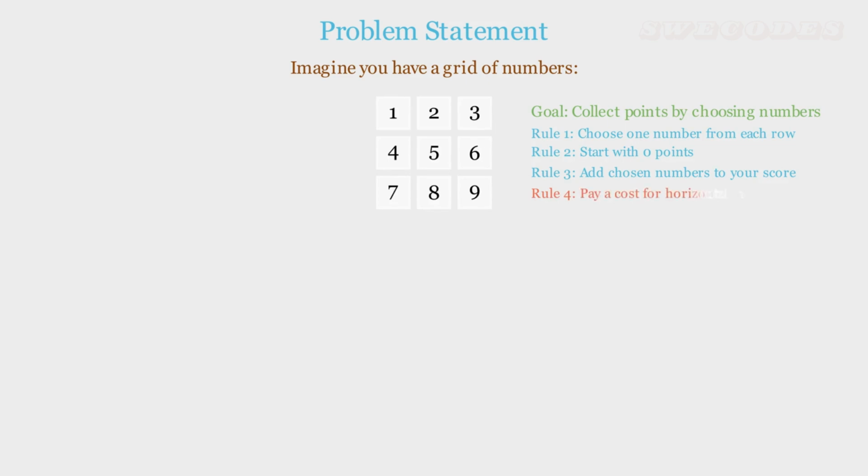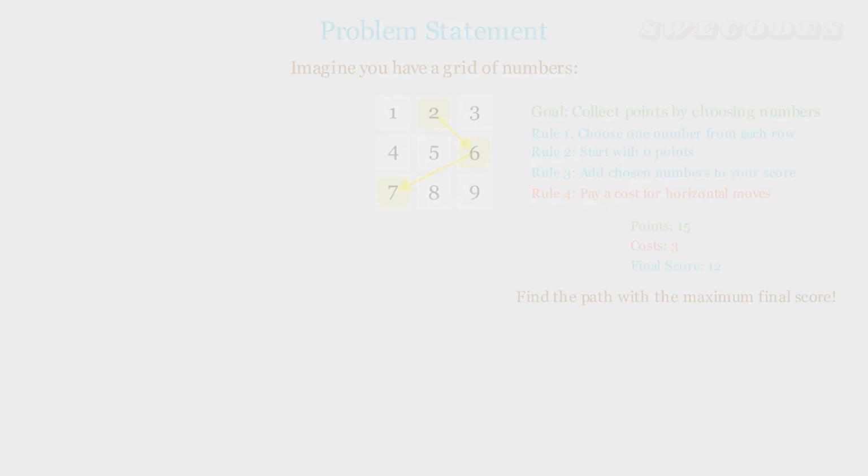Let's walk through an example path. Starting in the middle of the first row, then moving to the rightmost column in the second row, and finally to the leftmost column in the third row. In this path, you collect 2, 6, and 7 points. That's a total of 15 points. But you also incur a cost for moving horizontally across the grid. The cost here is 3 points, making your final score 12. Now, your challenge is to find the path that gives you the maximum final score. Can you solve it? Before we tackle this problem, let's review the constraints and see what we're up against.